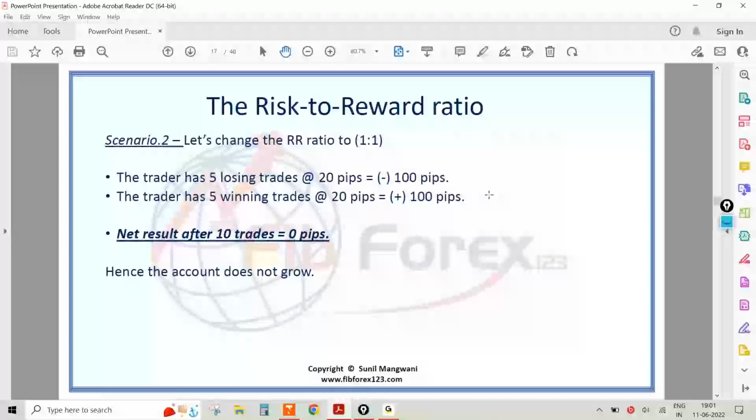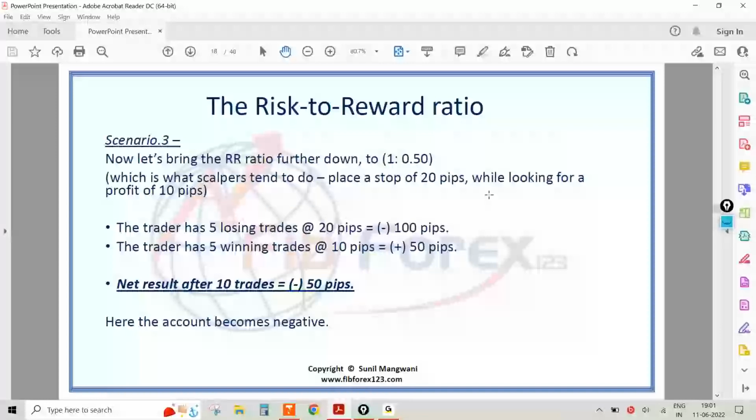Let's change this and go to scenario 3, where I bring the risk to reward ratio down to 1:0.5. Now, this is what scalpers tend to do, right? So you would place a stop loss of 20 pips and look for a profit of 10 pips. And in Forex, it's a very common thing. And let me tell you something, honestly, scalping does not work.